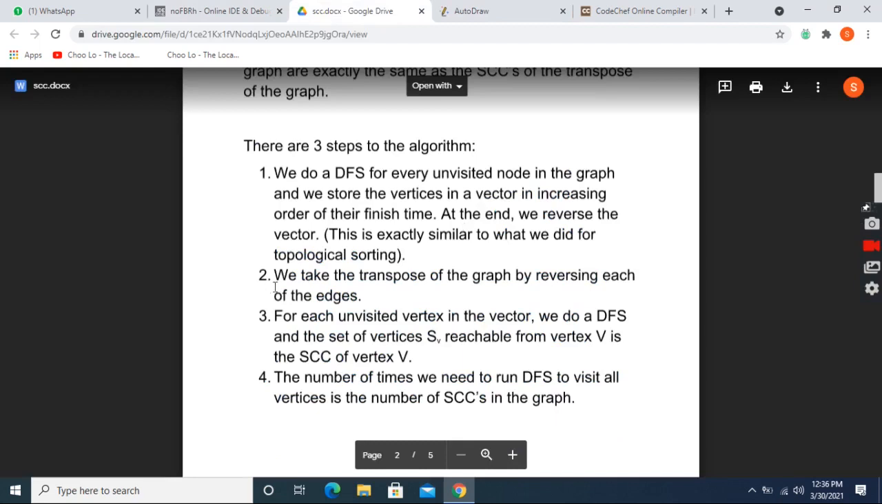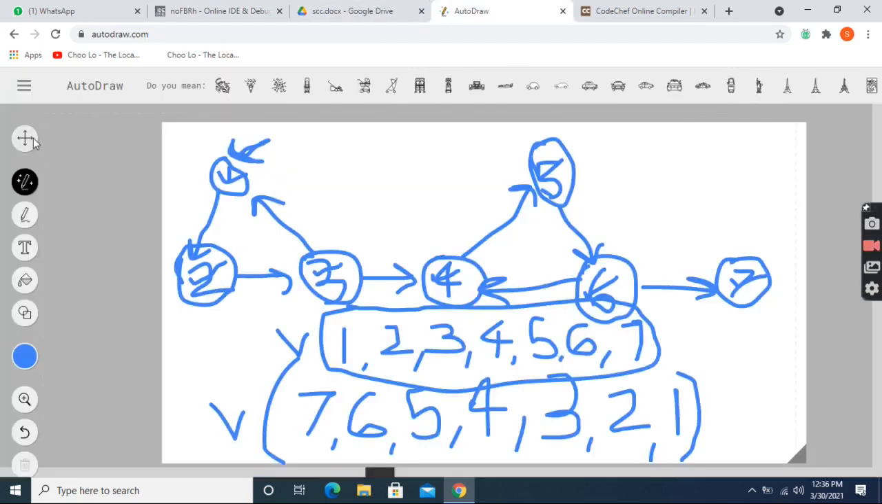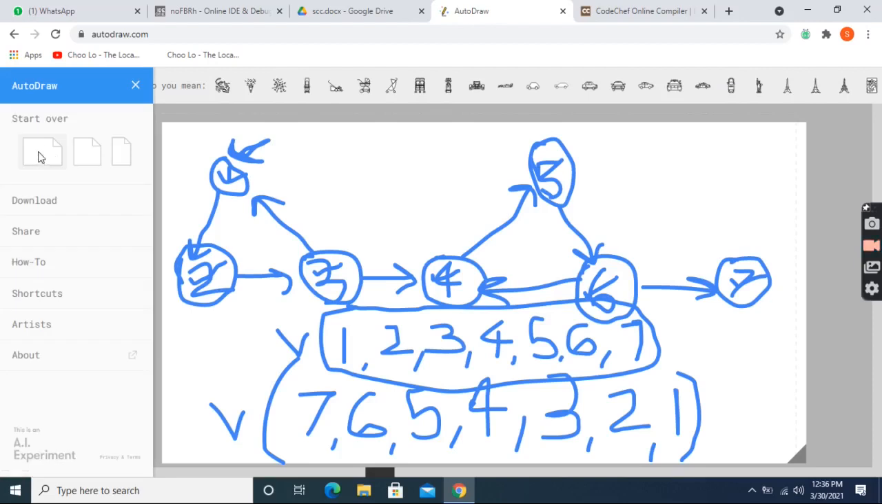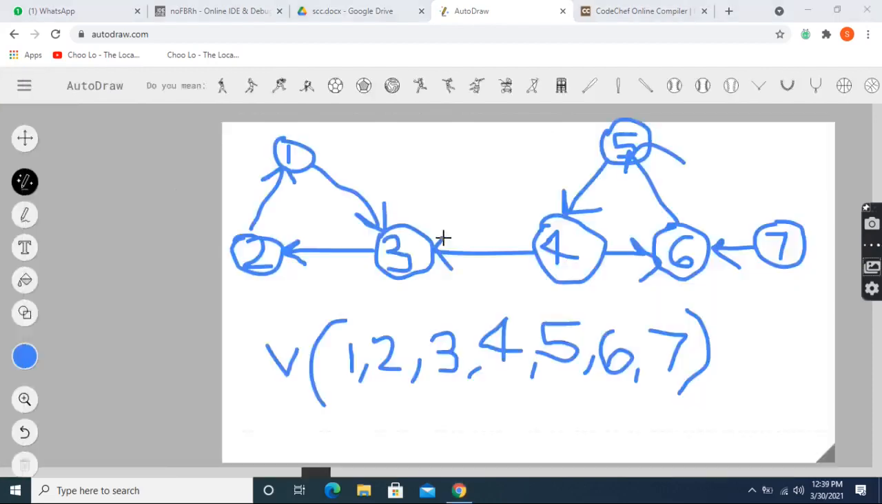So for the second step, we take the transpose of the graph by reversing each of the edges. So let me take the transpose of the graph now. For those of you who don't know, the transpose of a graph is basically the same graph with all the edges reversed. So as you can see, I've taken the transpose of this graph by reversing the directions of all the edges, and this is the vector that we obtained in the previous step.